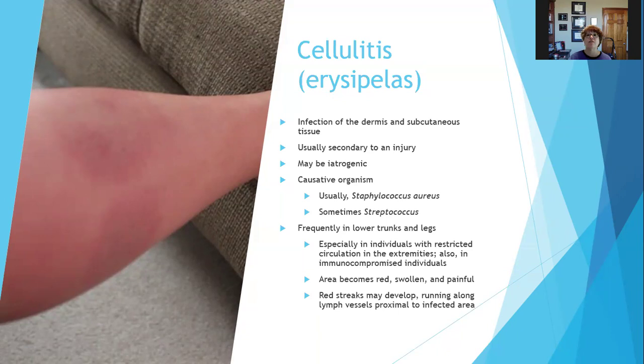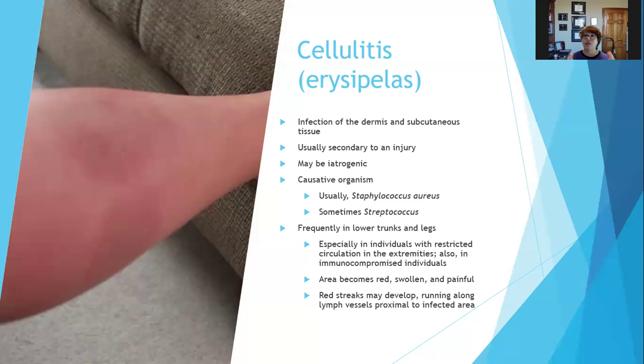But cellulitis is usually the cause, and it's an infection of the dermis and subcutaneous tissue. So it's a deep infection, and it's usually secondary to an injury. It might be iatrogenic, caused by another treatment. The causative organism is usually Staphylococcus aureus, sometimes Streptococcus, both of which are normal flora in our body. But Staphylococcus aureus is supposed to be in your upper respiratory tract. It's not supposed to be in your lower trunk and legs. So it's more common in individuals with restricted circulation in the extremities and immunocompromised individuals.